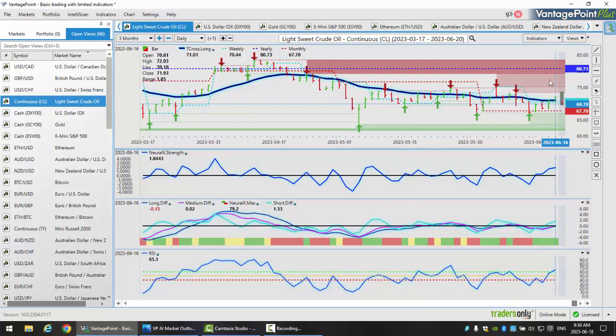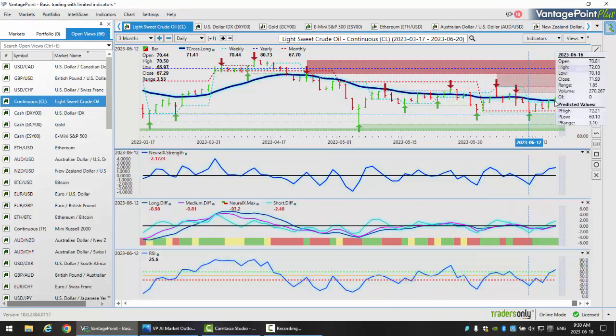We remain negative on the year with oil. 80.73 is our yearly opening price. But in the month of June, you can see we're actually doing pretty good. The monthly opening price is 67.70. Keep a very close eye on that.